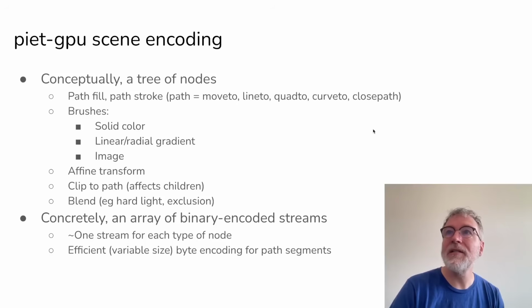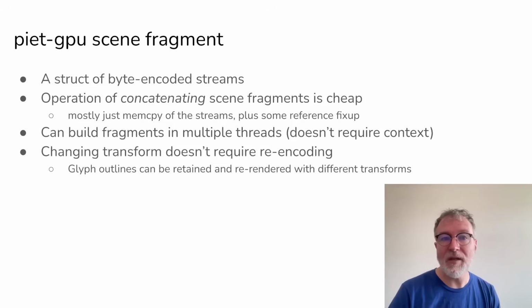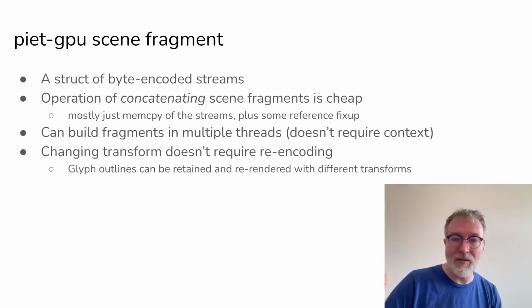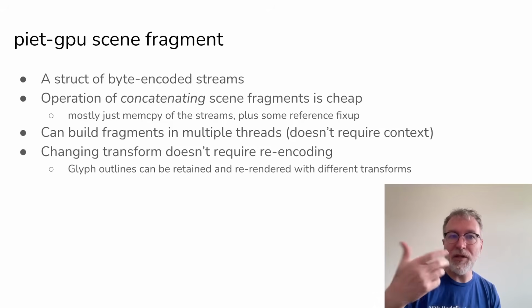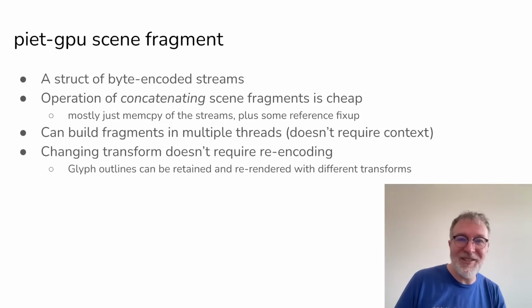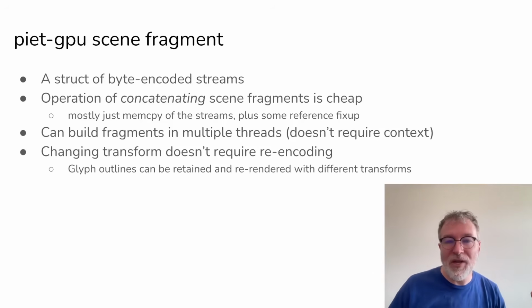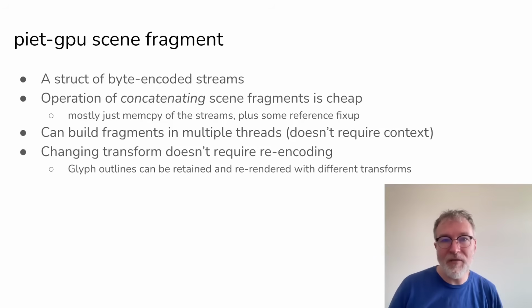So then the idea is, let's see if this next slide, yes. So the idea is that in your UI, the paint method builds a scene fragment. So it's very different. Traditionally, you have a render context, and it's conceptually painting on a render target. But here, you're just creating a node, in this very efficient binary encoding. So you've got a struct that has some Vecs in it of these byte encoded streams, and then when you're building the UI, you're concatenating these scene fragments together. And that operation is super cheap.